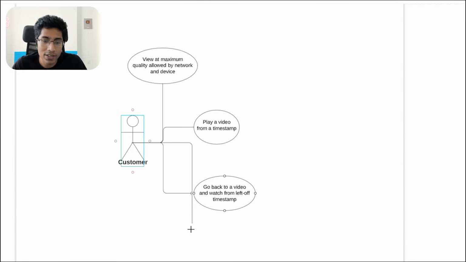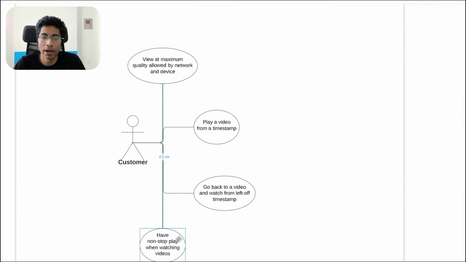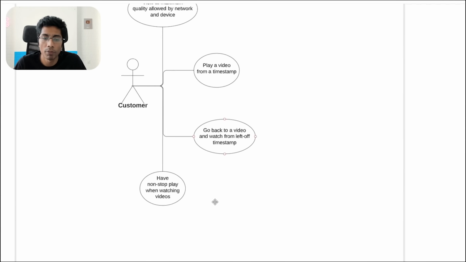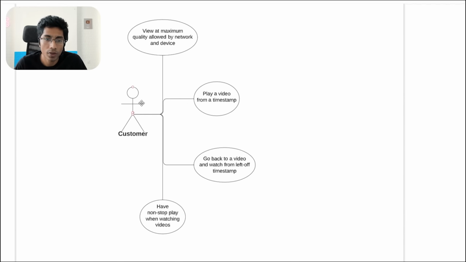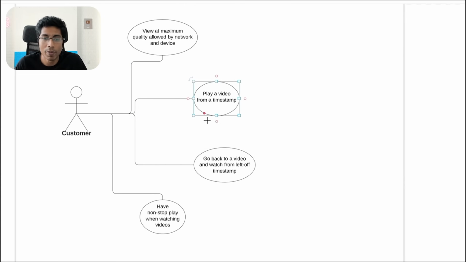And this brings us to our next point. We need to continuously buffer our video, right? So have non-stop play when watching videos. This is assuming, of course, that bandwidth is not messed up. If your bandwidth is messed up, you can't buffer. So that's not a problem. But if my bandwidth is fine, then for the next 2 minutes, I should be able to watch the video. Okay, and this is the customer. If we can fulfill these requirements, they're going to be a happy customer, which matters a lot as an engineer.